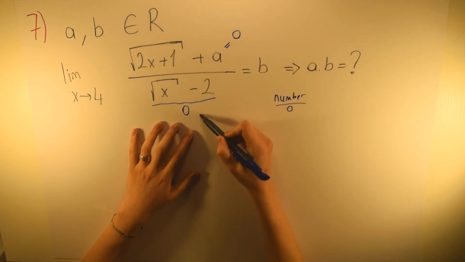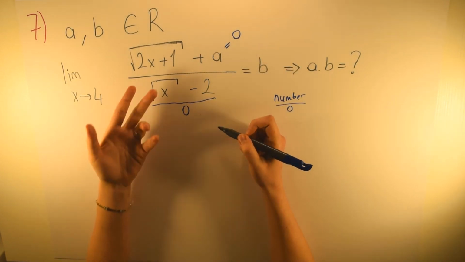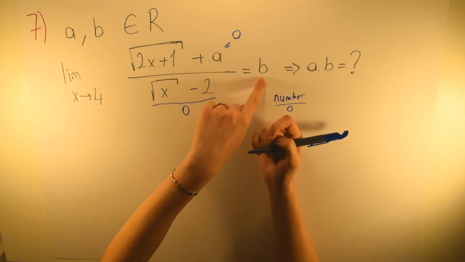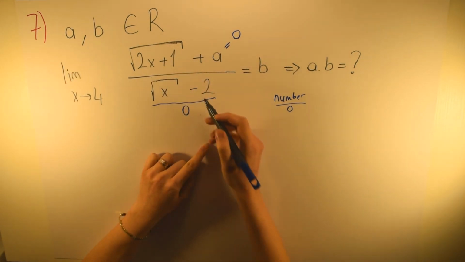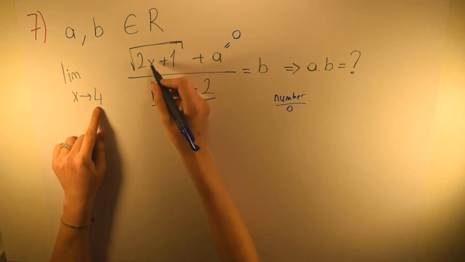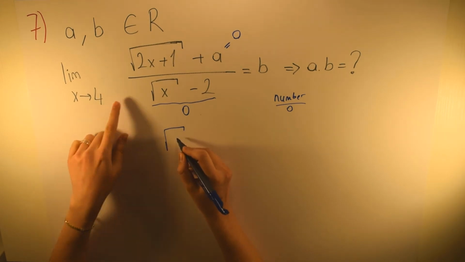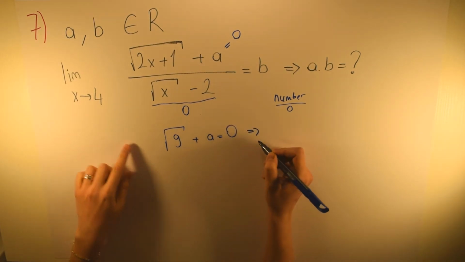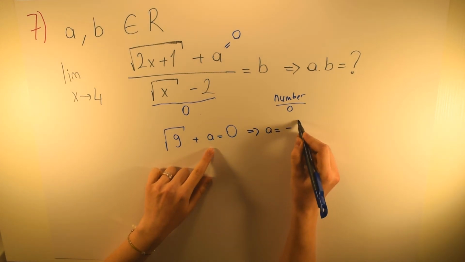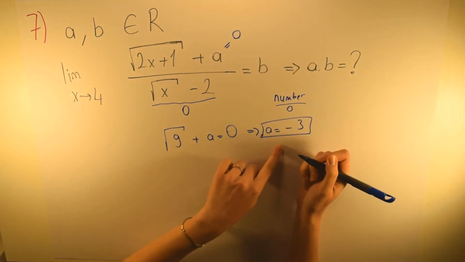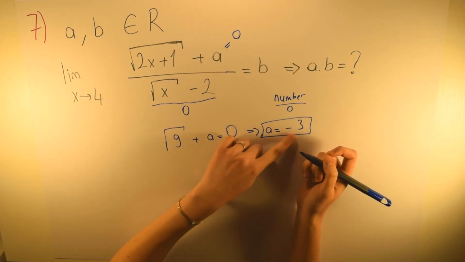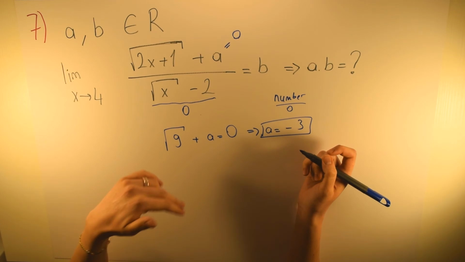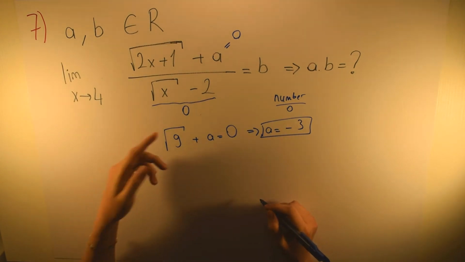Why? Because from 0 over 0 we can use L'Hopital's rule, and after that we will be able to find the value of b here as a real number. So that's why we will now make this equal to 0. Let's do that. When I put 4 instead of x here, I will get the square root of 2 times 4, which is 8, plus 1, which is 9, plus a, which is equal to 0. So from here, this is 3, so a would be equal to minus 3. So when I put minus 3 instead of a here and 4 here, I will get 0. So 0 over 0. Now I can use L'Hopital's rule, and then I will be able to find the value of b.